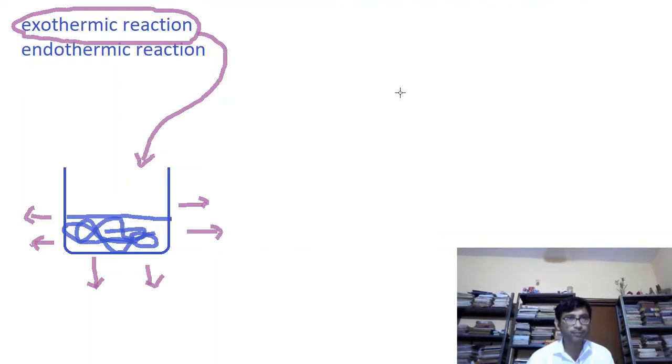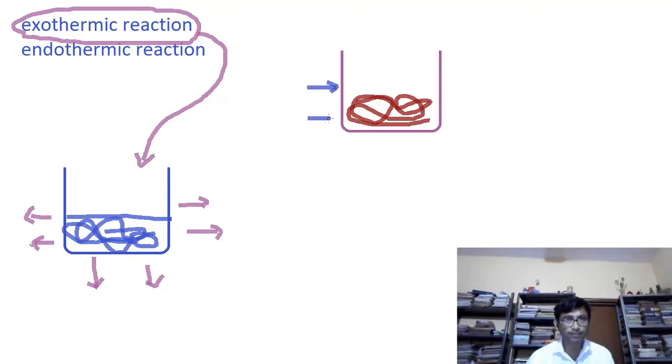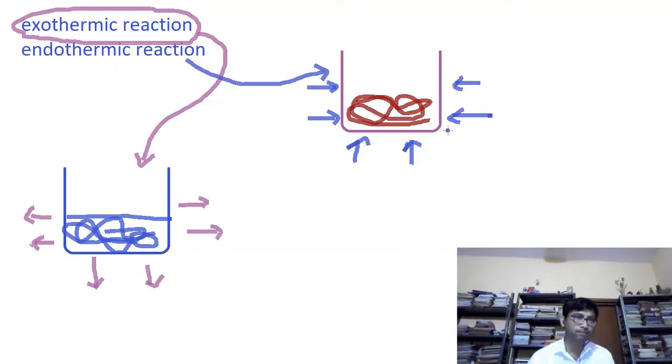On the other hand, if we have a reaction in which just the opposite thing happens, that is, suppose here there is a reaction taking place, and due to that reaction we have energy being absorbed. So if we have energy being absorbed, instead of that energy being evolved, we call such kind of reactions endothermic reactions. So this is an example of an endothermic reaction.